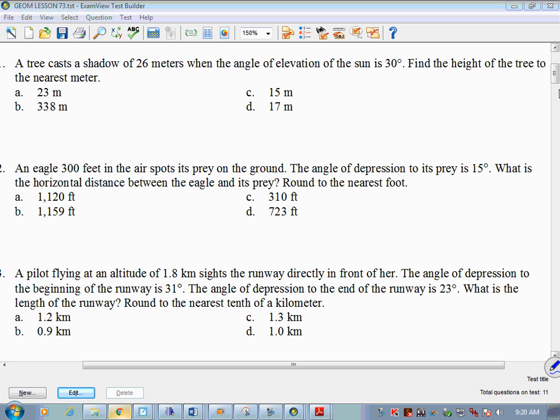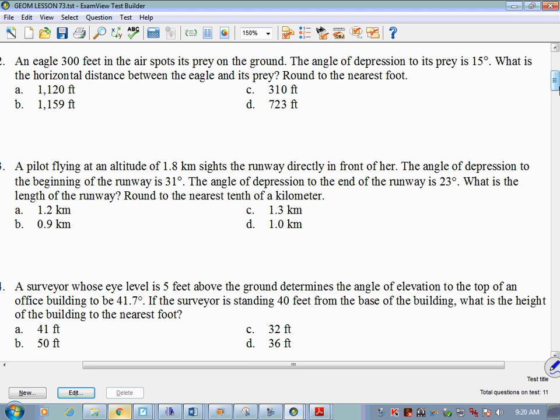Okay, let's come down. This is where I'm telling you that an eagle 300 feet in the air spots its prey on the ground, probably a cat, right? Deserving of death.